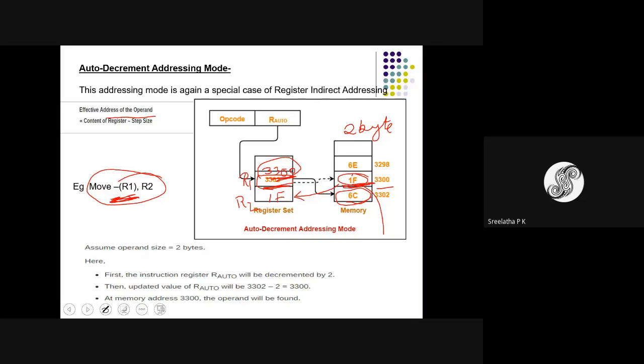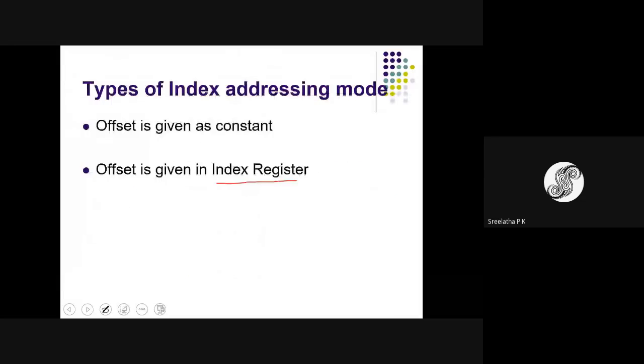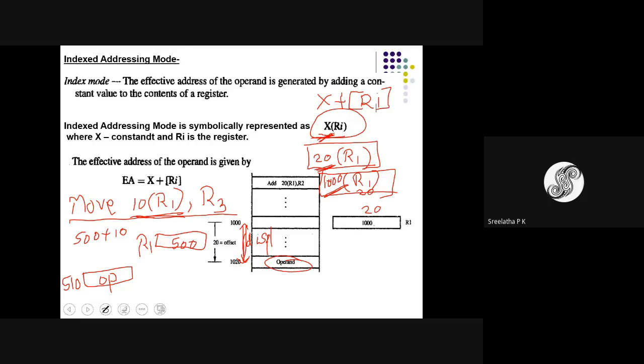Okay, it is pre-increment. Fine. So you have seen the 4 instructions, 4 addressing modes in today's class. Indexed addressing mode. Indexed means it is used in the array access. Okay, effective address of operand is given by adding the offset and the base address, that is the content present in register. Okay, so there are 2 types.